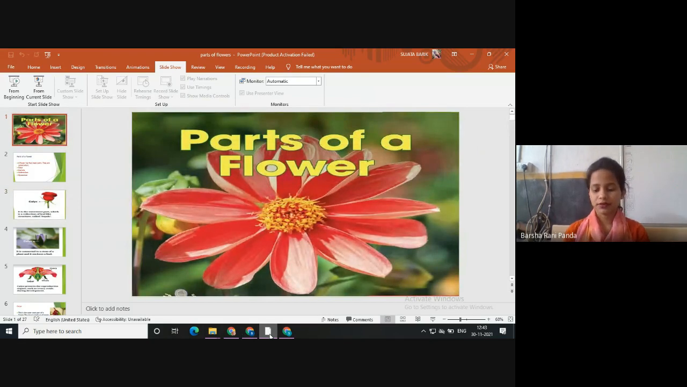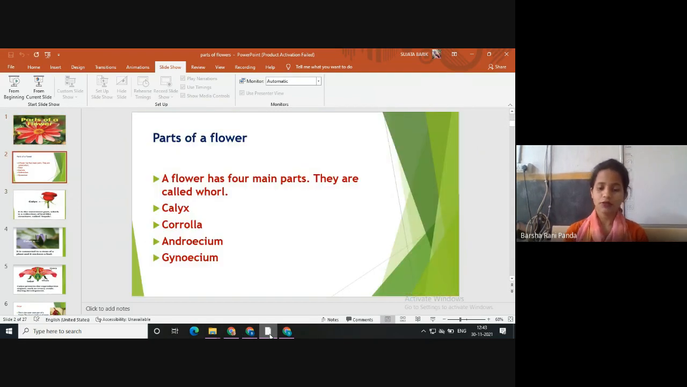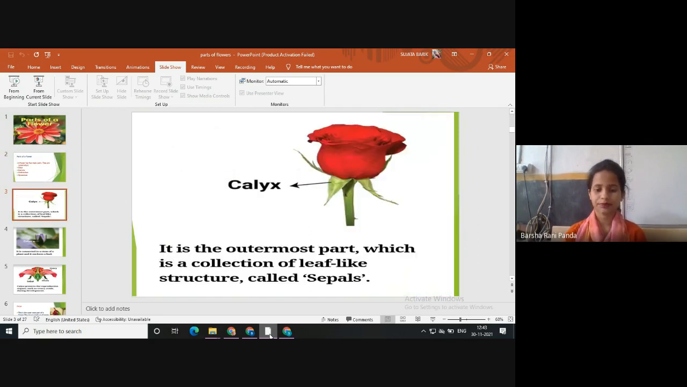Parts of a flower. A flower has four main parts, and each part is called a whorl. So the first one is calyx, the second one is corolla, the third one is androecium, and the fourth one, the inner one, is gynoecium. So let's start with the first whorl, that is called calyx.